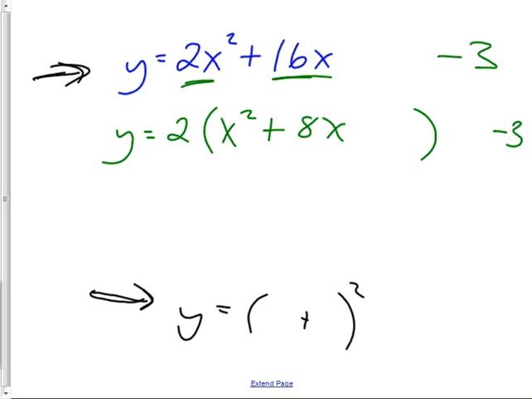All right, now what? Yes, ma'am. Half and square, awesome. So half of 8 is 4. 4 squared is 16. Plus 16 and minus 16. Okay, yes? Okay, but before we do that, you're right, we're going to do that, but before we do that, yes?